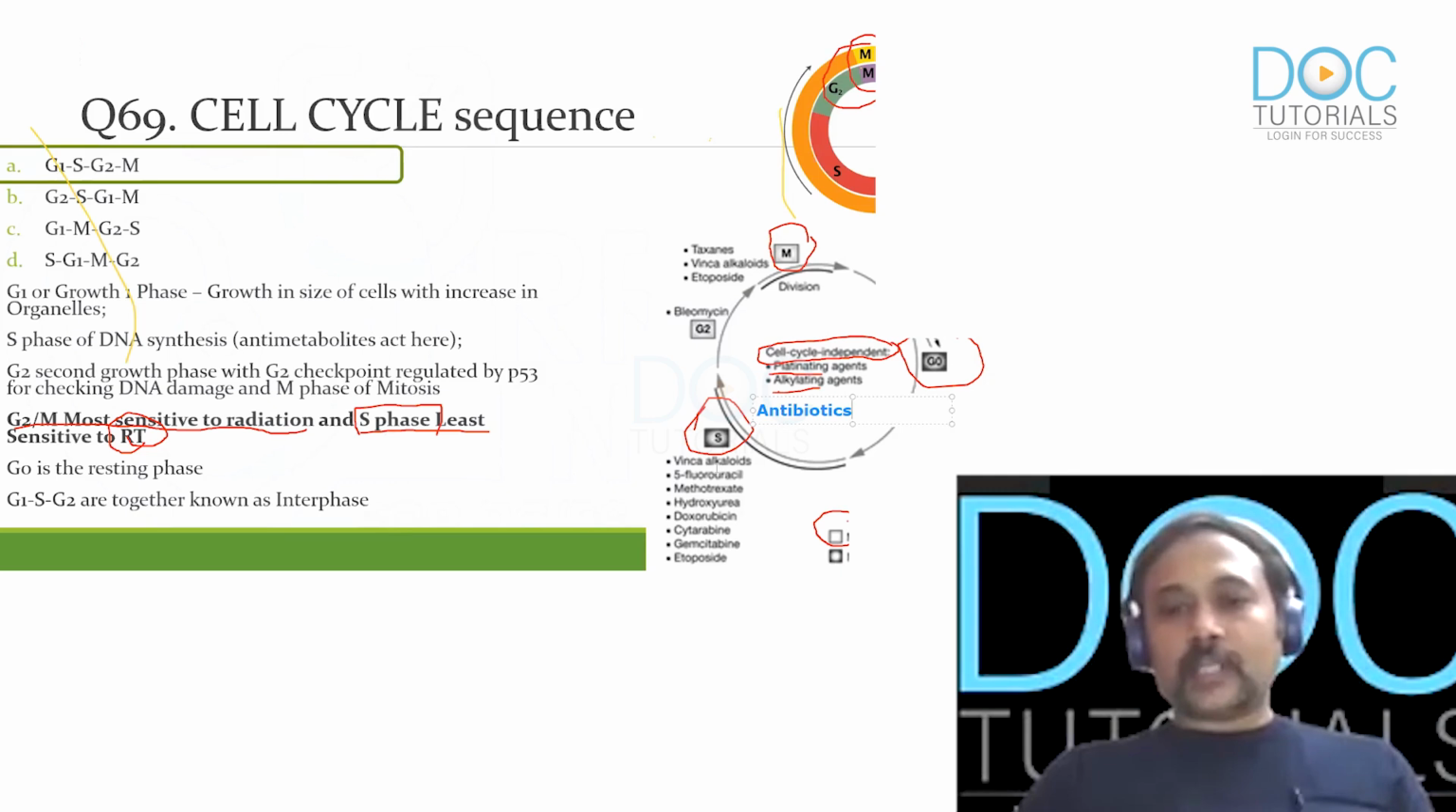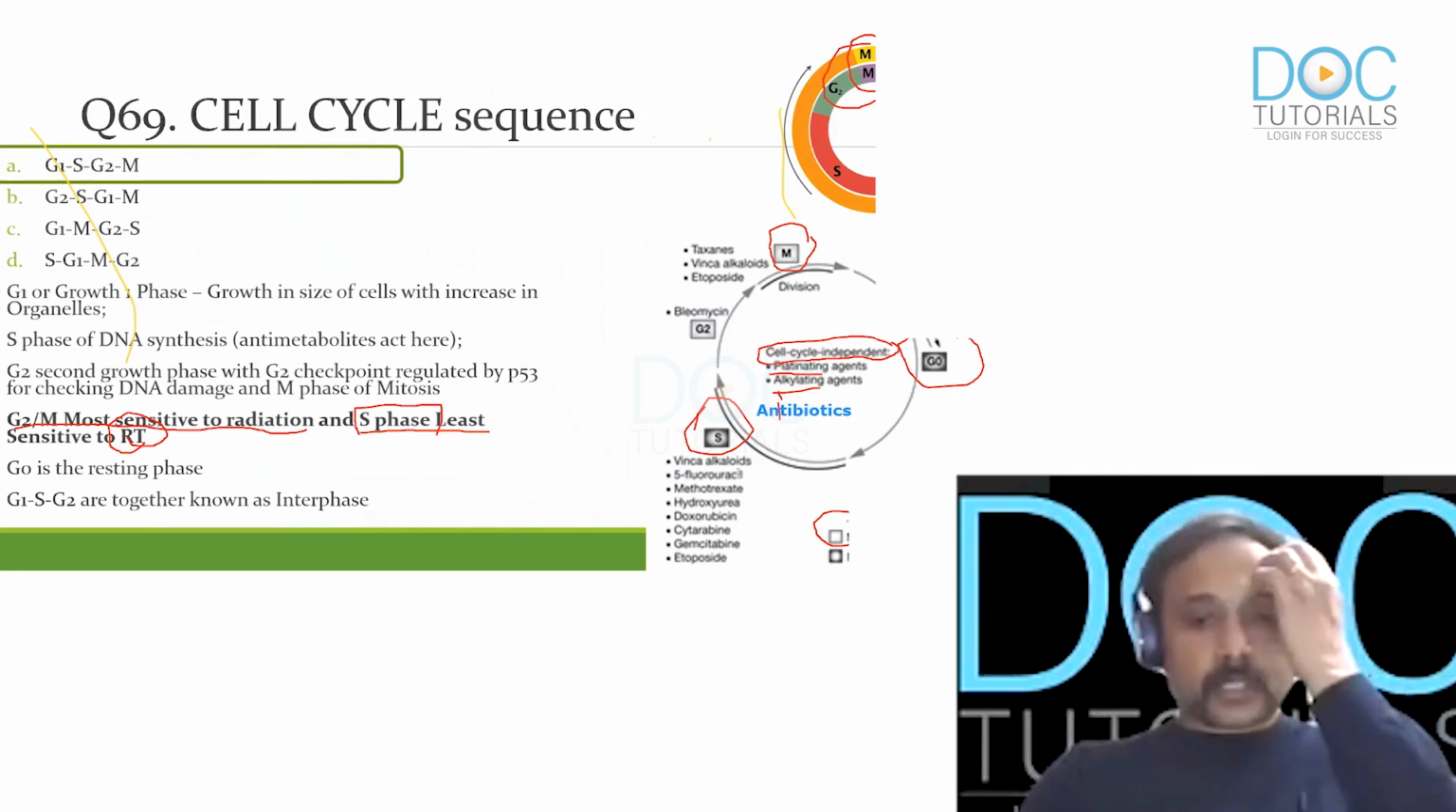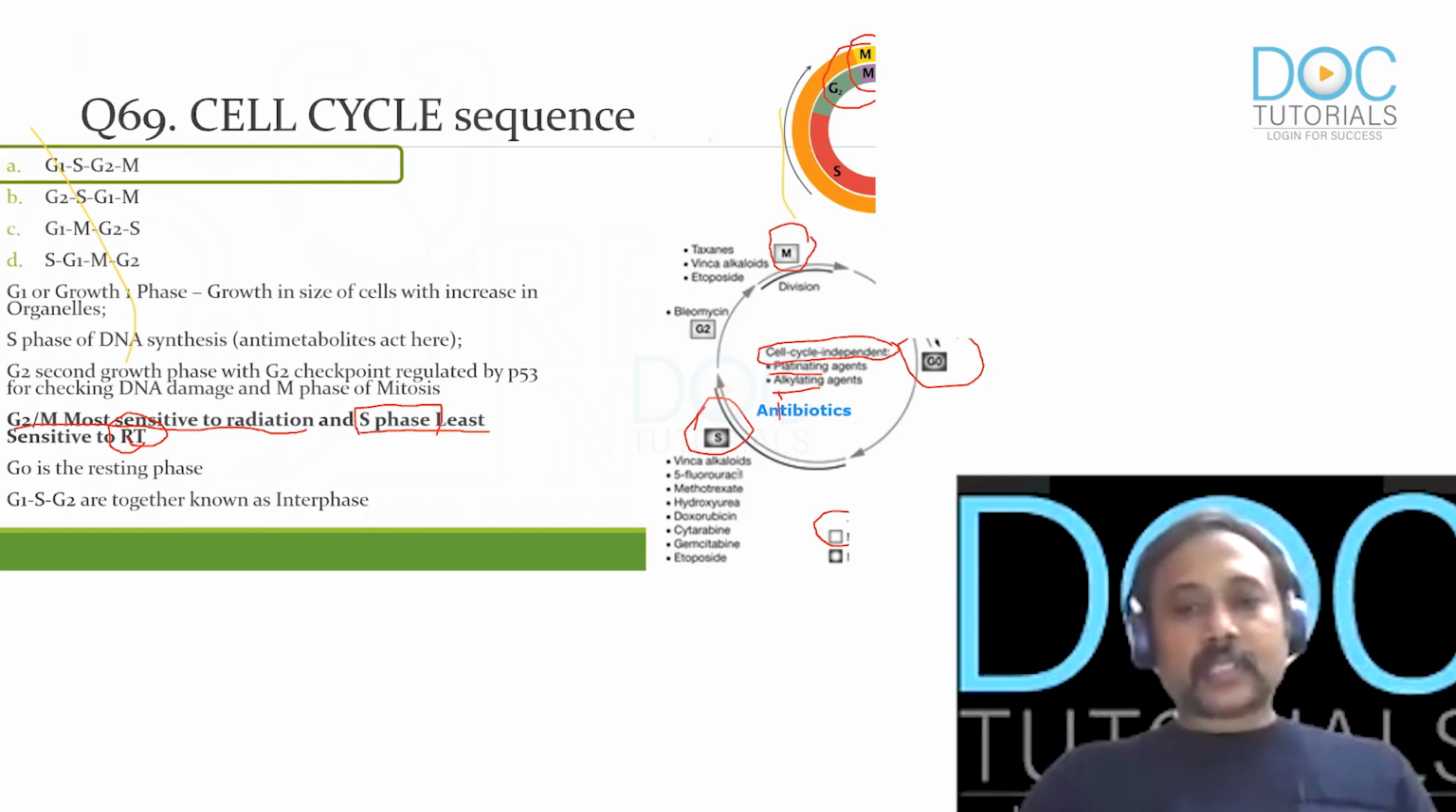So antipurines, antipyrimidines, they are all going to be there. That is why in the S phase they will act, like your 5-FU, your methotrexate, hydroxyurea, the cytarabine, gemcitabine, etoposide. All these are the drugs which will interfere with this.